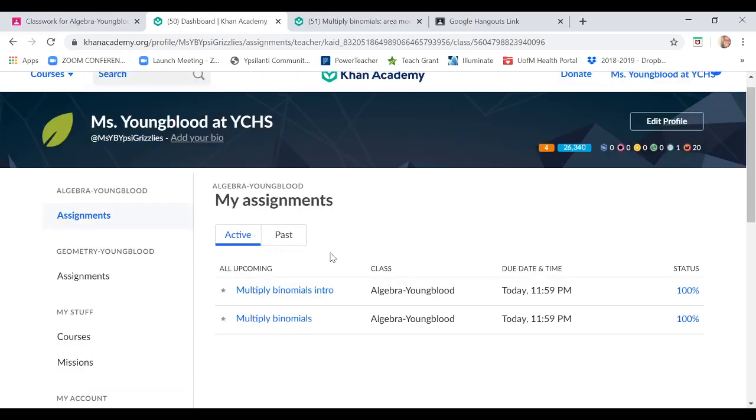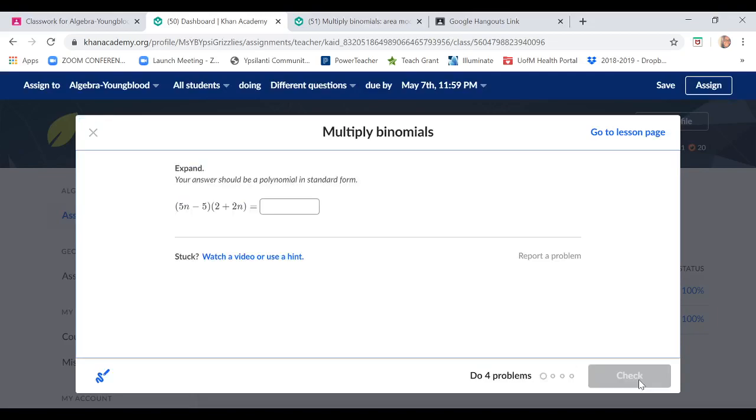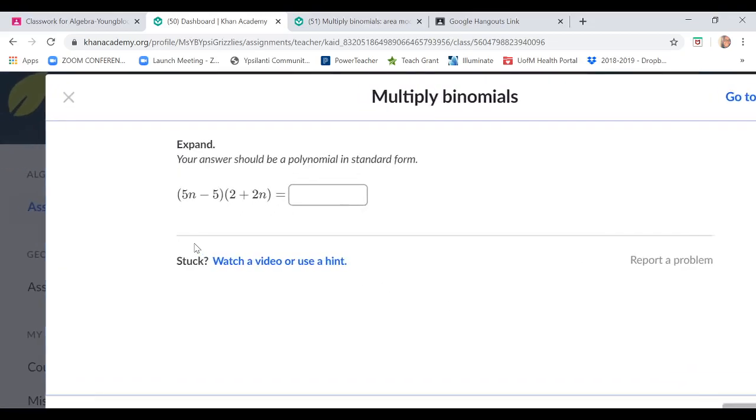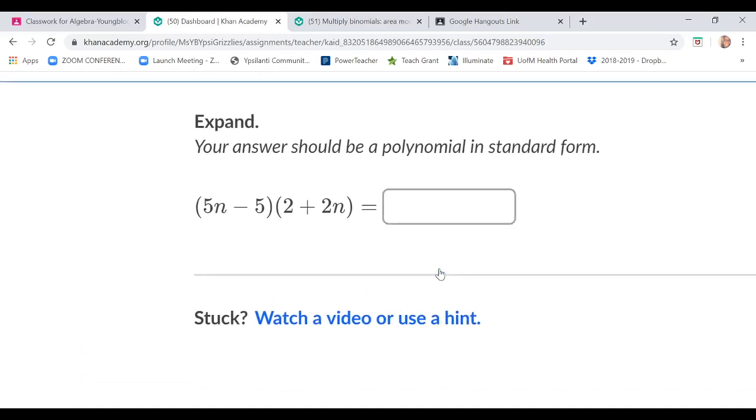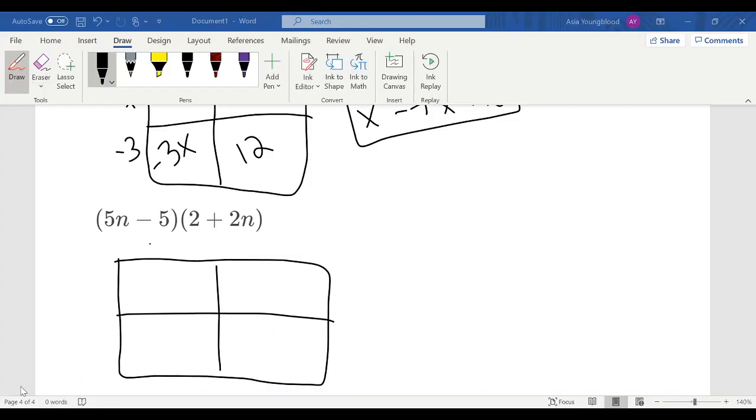Nice. So that is your first assignment. Your second assignment is also only 4 problems. So I will do 2 of these examples and add them to the notes. So again, this is just the example that I took straight from Khan Academy.